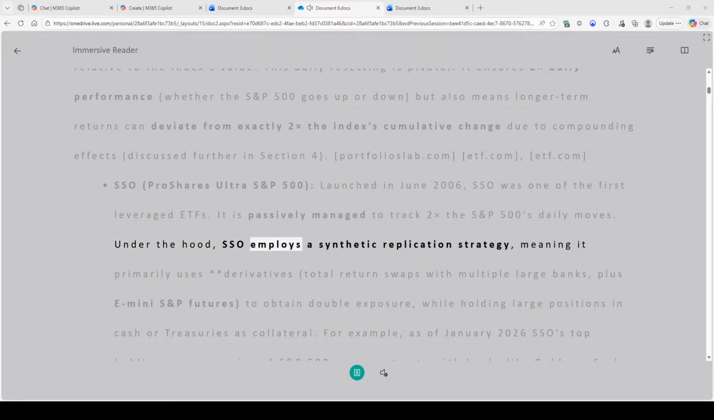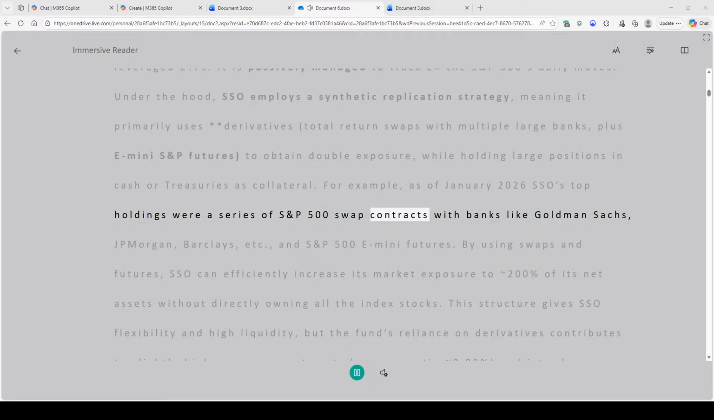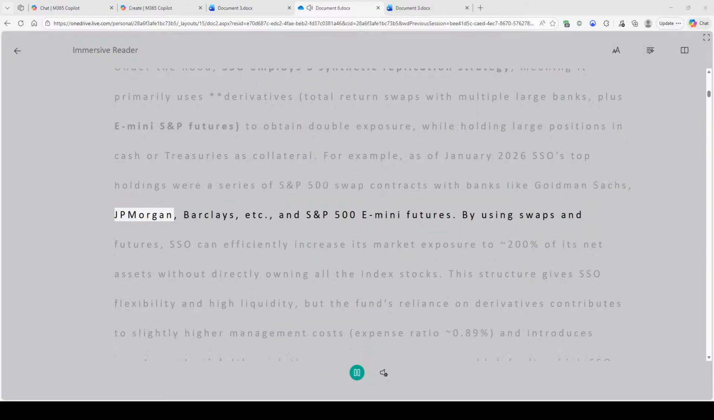Under the hood, SSO employs a synthetic replication strategy, meaning it primarily uses derivatives, total return swaps with multiple large banks, plus E-mini S&P futures, to obtain double exposure, while holding large positions in cash or treasuries as collateral. For example, as of January 2026, SSO's top holdings were a series of S&P 500 swap contracts with banks like Goldman Sachs, JP Morgan, Barclays, etc., and S&P 500 E-mini futures. By using swaps and futures, SSO can efficiently increase its market exposure to 200% of its net assets without directly owning all the index stocks.